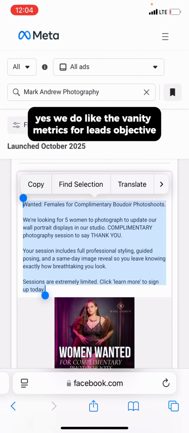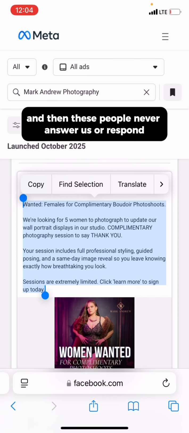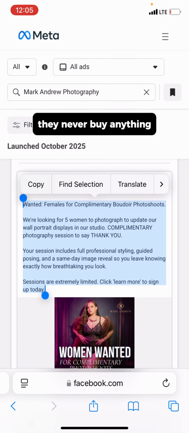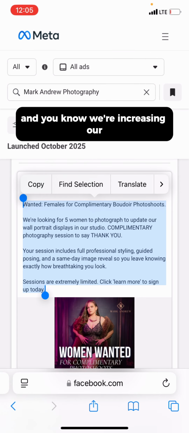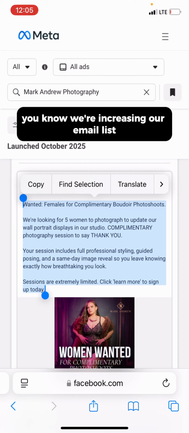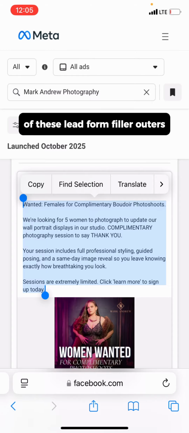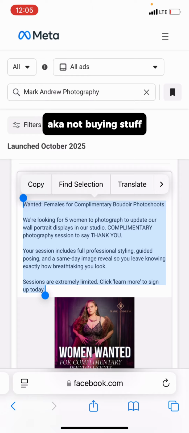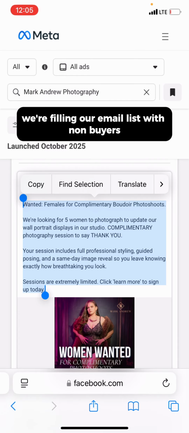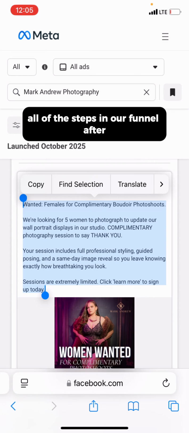Yes, we do like the vanity metrics for the leads objective: $1 leads, $1.50, $2 leads. And then these people never answer us or respond. They never buy anything. And we're increasing our email list, but because the dominant profile behavior of these lead form fillers is just filling out lead forms, aka not buying stuff, we're filling our email list with non-buyers, which screws up the rest of our business, all of the steps in our funnel after.